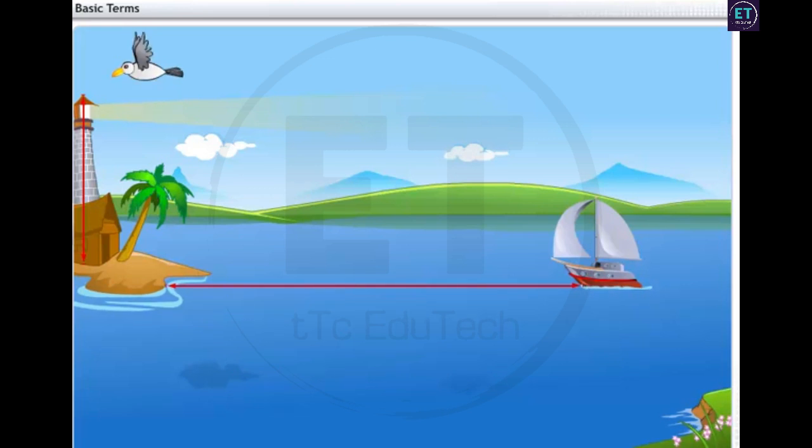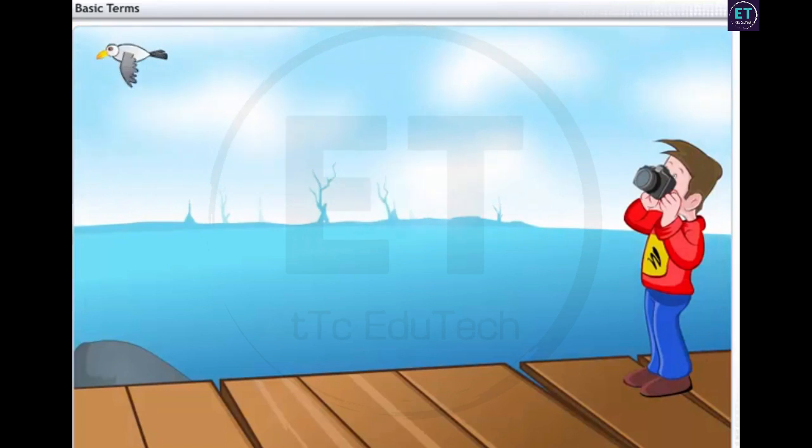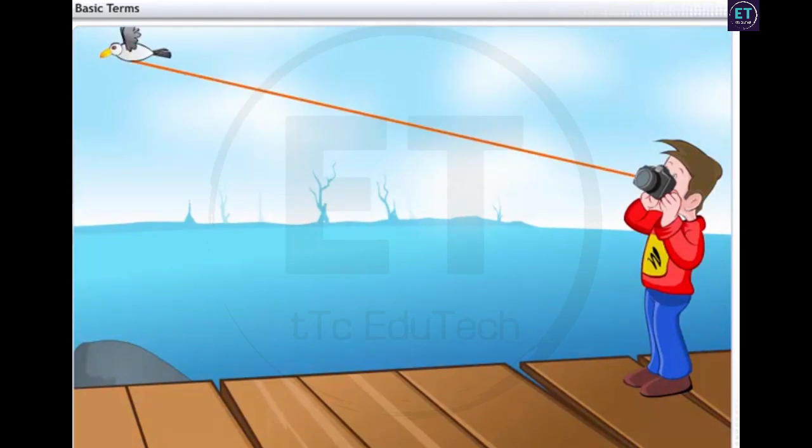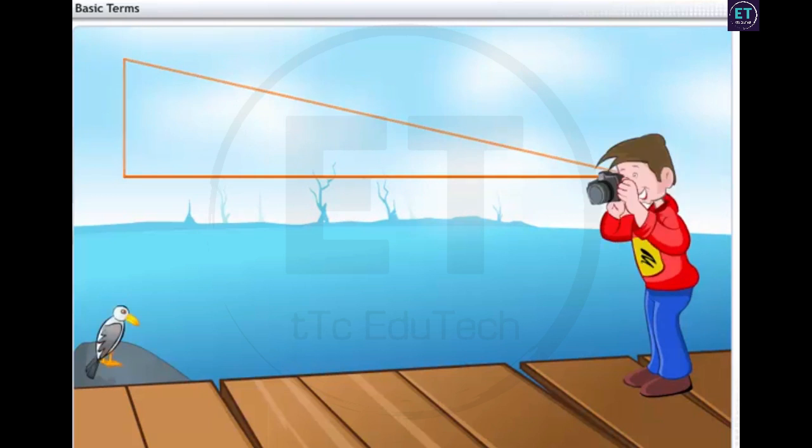We'll begin with a simple example. Here, a wildlife photographer is clicking photographs of seagulls. This particular seagull flying overhead has caught the photographer's fancy. Oh, it seems the seagull has spotted a prey. The seagull has suddenly changed its path of flight.